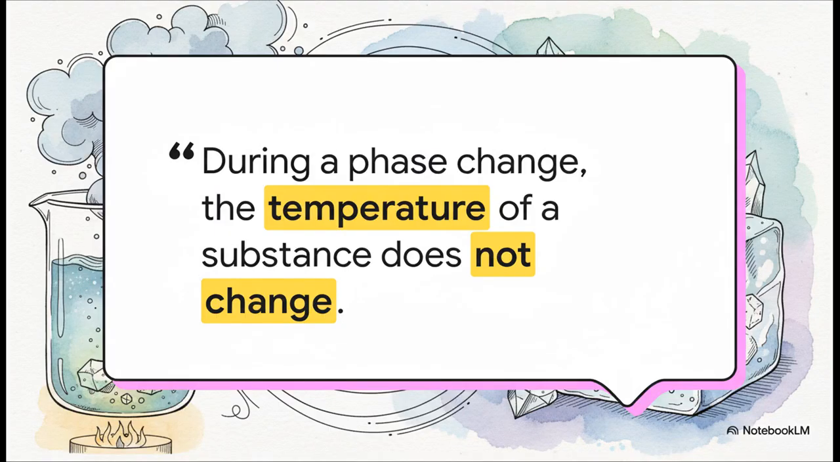Okay, now get ready for this, because this one can feel a little weird. When a substance is actually in the middle of a phase change, like ice melting into water, its temperature gets stuck. It stays completely flat. Why? Well, because all the heat energy you're adding is being used for one specific job, breaking the bonds that hold the molecules together. It's not raising the temperature, it's doing the hard work of transformation.